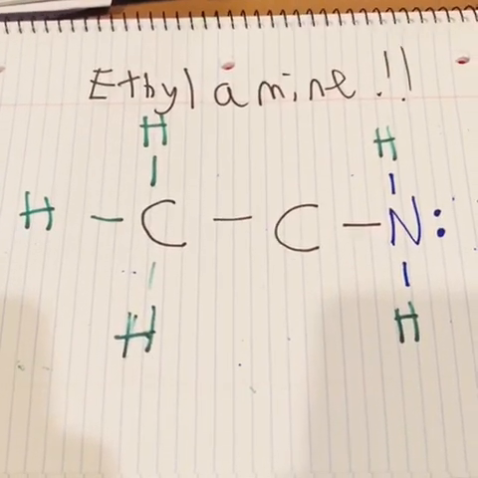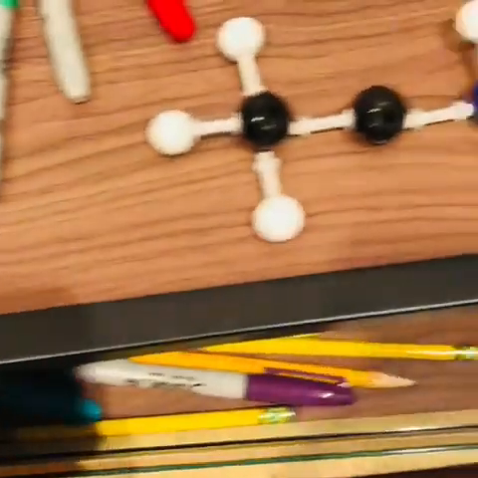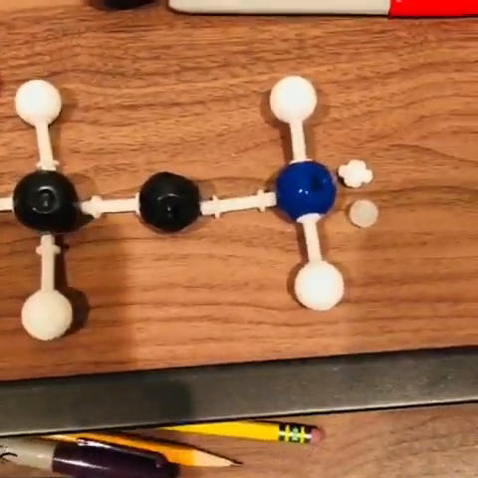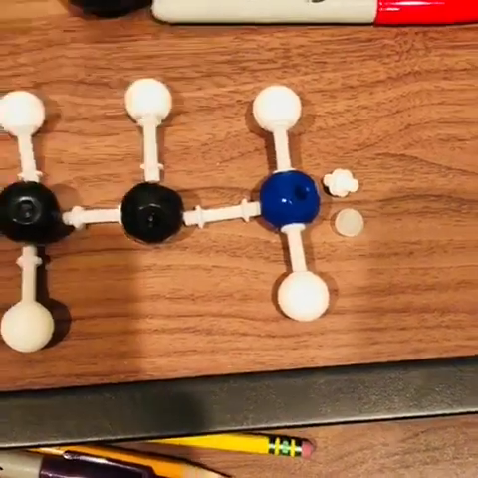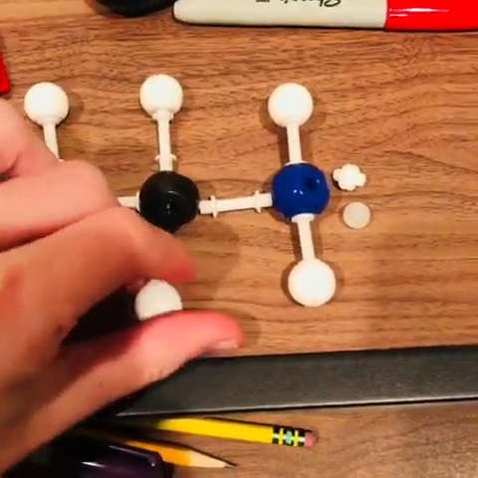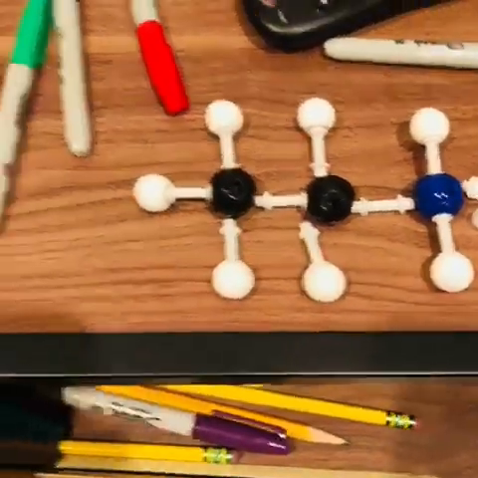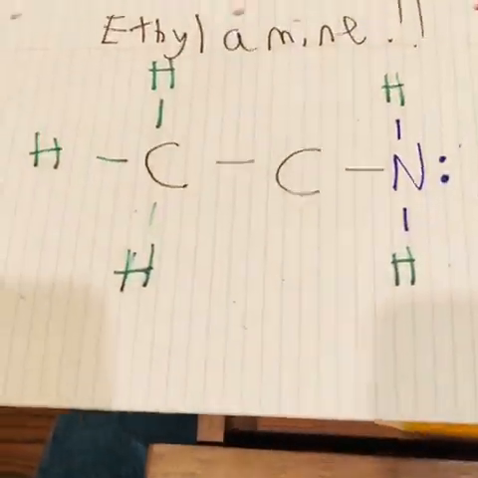There it is, ethylamine. All right, you got your 3 hydrogens. Oh, we left out a couple. We have 2 more here. And then we have the 1 lone pair on the nitrogen. That's how the Lewis structure looks, y'all.